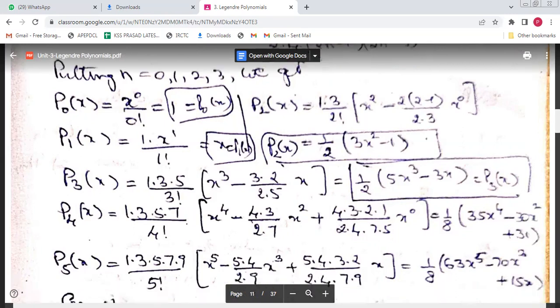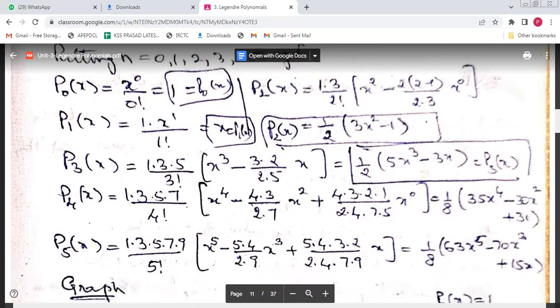Similarly, P5 of x, we can show that that is equal to 1 by 8 times of 63x power 5 minus 70x cube plus 15x. This is how we can show the results.